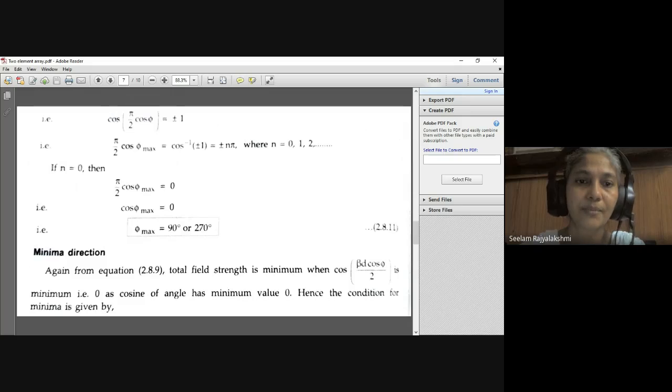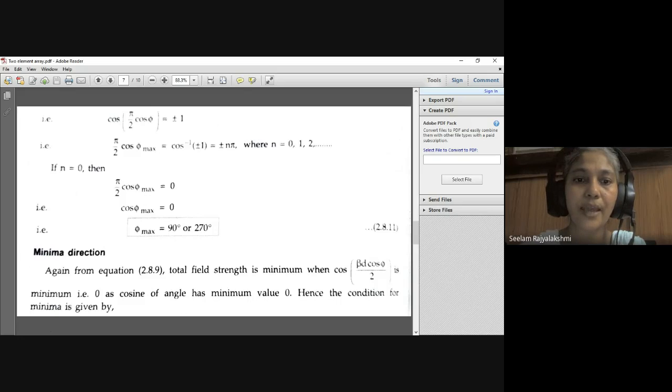So phi maximum equals 90 degrees or 270 degrees. Now we will consider the minima direction. Again from equation number 9, the total field strength is minimum when cos(beta d cos phi / 2) is minimum, that is 0. In the maximum direction we considered plus or minus 1, but for the minimum direction we are considering 0. So here cos(beta d cos phi / 2) is 0.